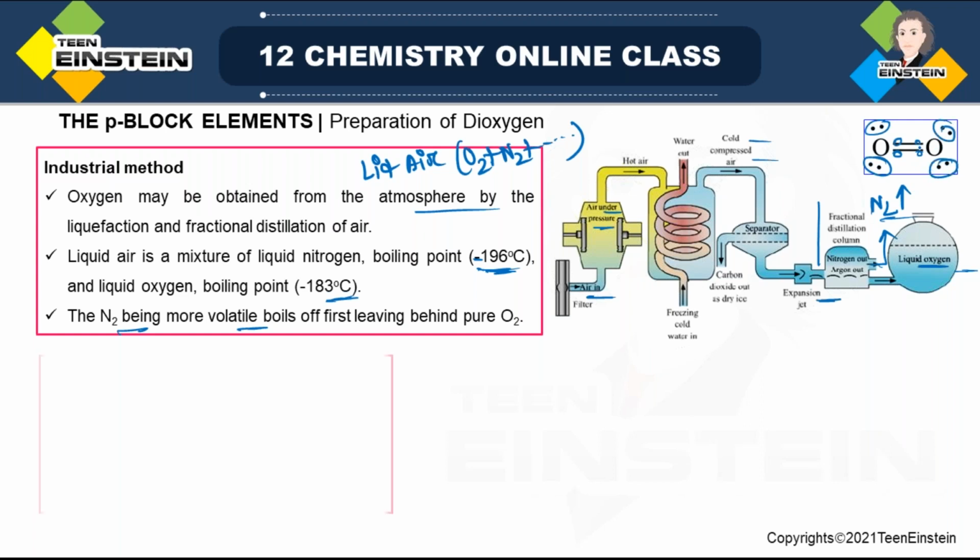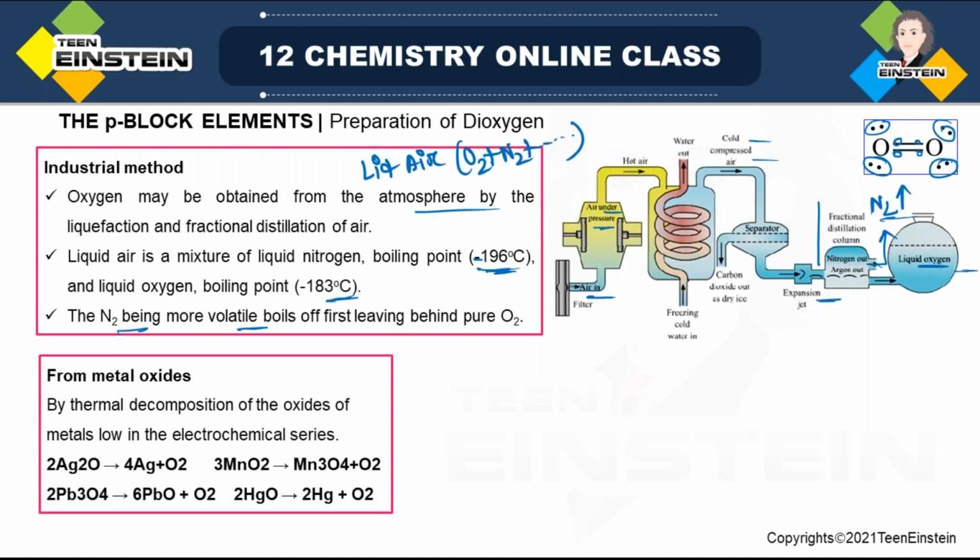But this is the industrial method. There are some other methods. From metal oxide, thermal decomposition of oxides of metal, but not just any metal we can take. Metals which are low in the electrochemical series. That means, if we consider the reduction potential value, here the reduction potential values are less negative, that means towards more positive values.